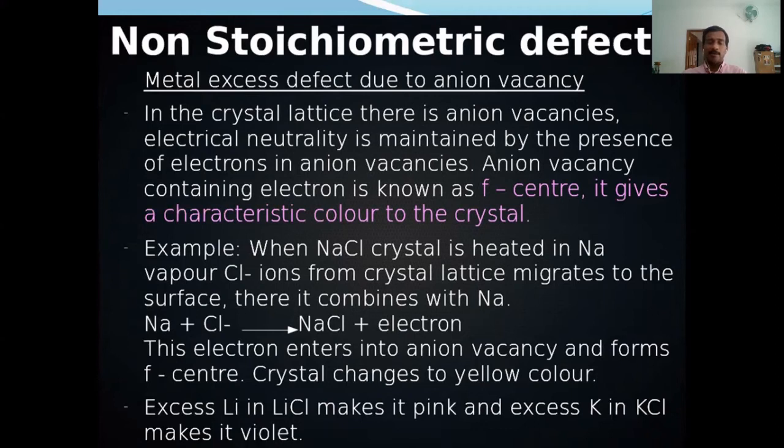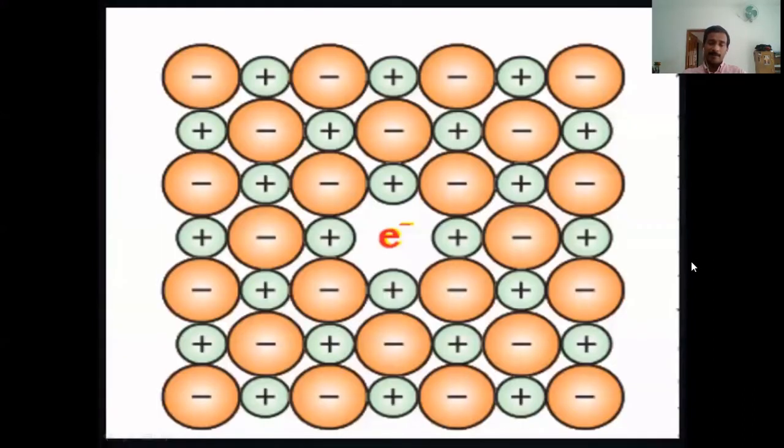Another example: excess of lithium in LiCl makes it pink, and excess of potassium in potassium chloride makes it violet. You have to note and study these examples. Here is a pictorial representation of the F center, only a symbolic representation, not a correct representation. Here positive, negative, positive. Actually, we are expecting a negative ion here that is missing. Instead of that ion, what is present? An electron. It is the F center. So what is the reason for the yellow color of sodium chloride? Simply you can say F center, or metal excess defect due to anion vacancy. F center is the correct answer.